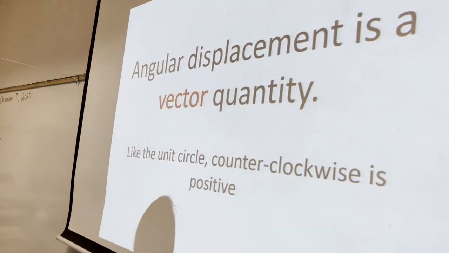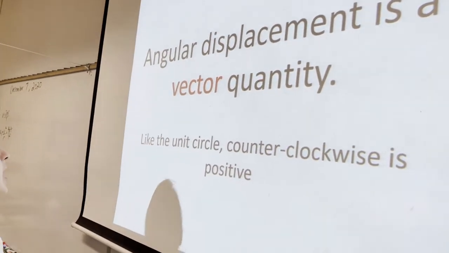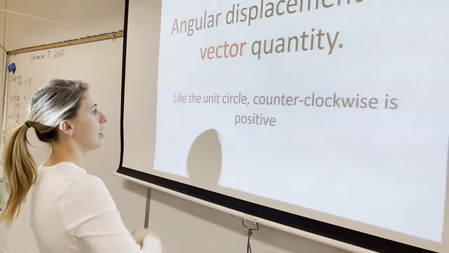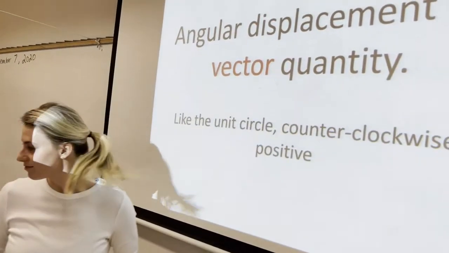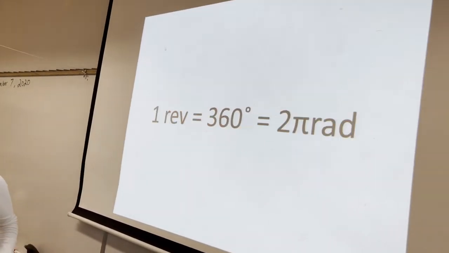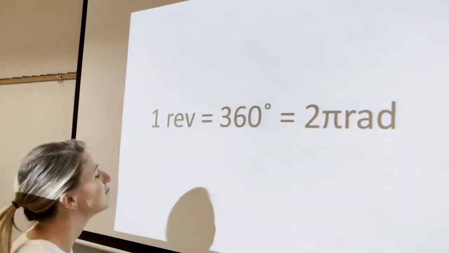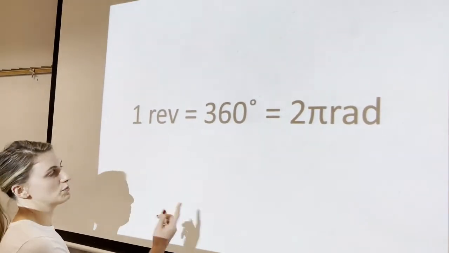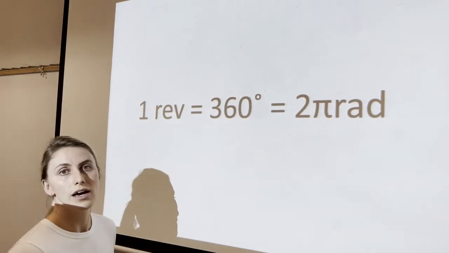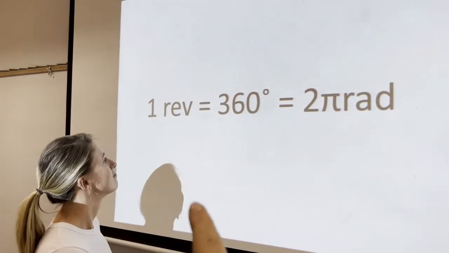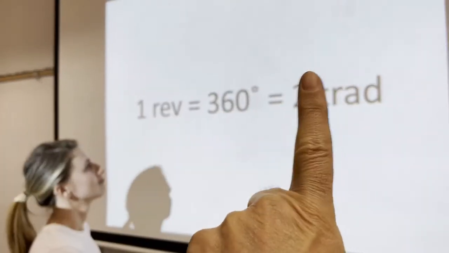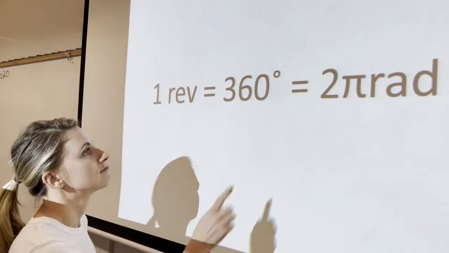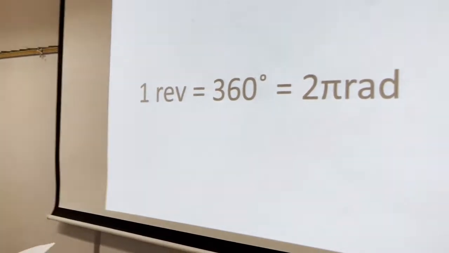Angular displacement is a vector quantity, like the unit circle. Counterclockwise is positive, and the other way is negative. We already saw this slide, but this time you've got the one revolution in there. There's a relationship between these things, and you can convert from one to the other. As it goes around once, one revolution, it covers 360 degrees, which in a different language is 2 pi radians.